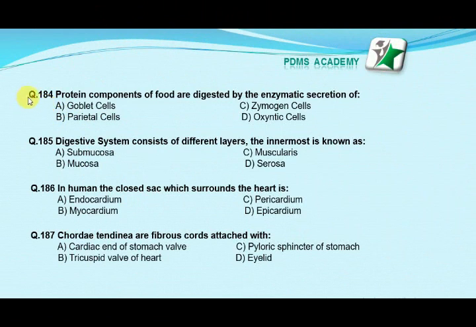Our next MCQ is: protein components of food are digested by enzymatic secretions of option A, goblet cells. Option B, parietal cells. Option C, zymogen cells. Option D, oxyntic cells. Our correct answer is C, zymogen cells, because zymogen cells produce pepsinogen, and pepsinogens are the enzymatic secretions only.